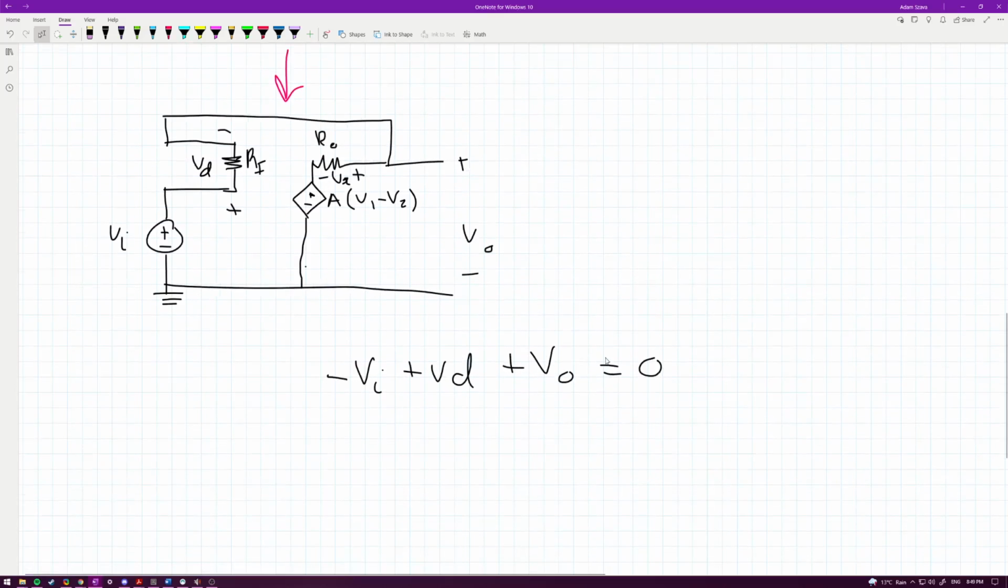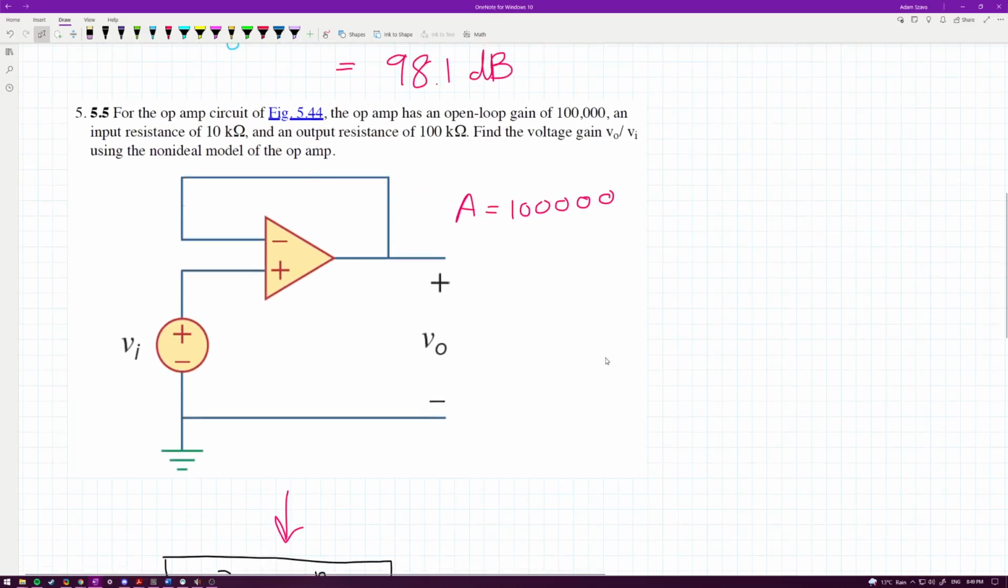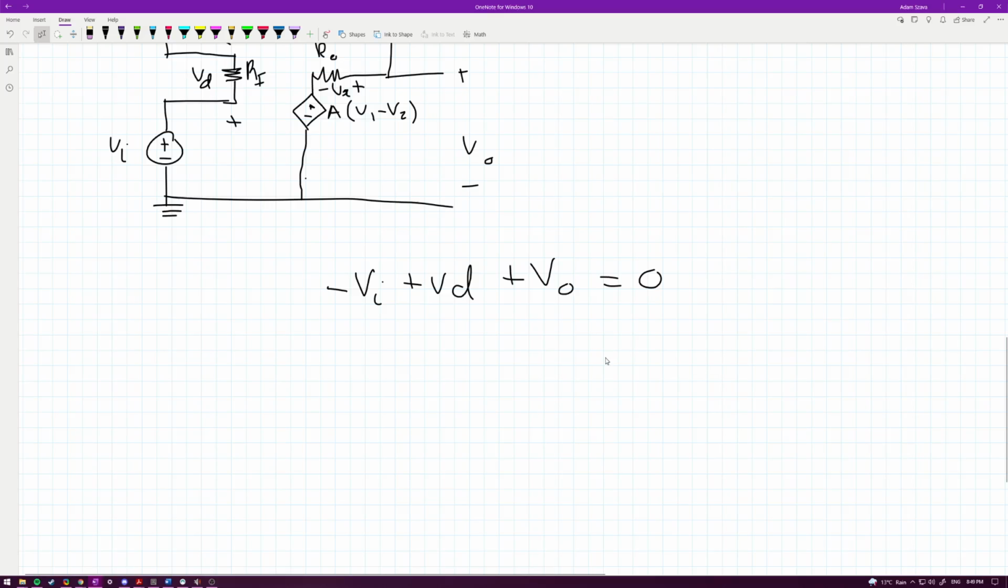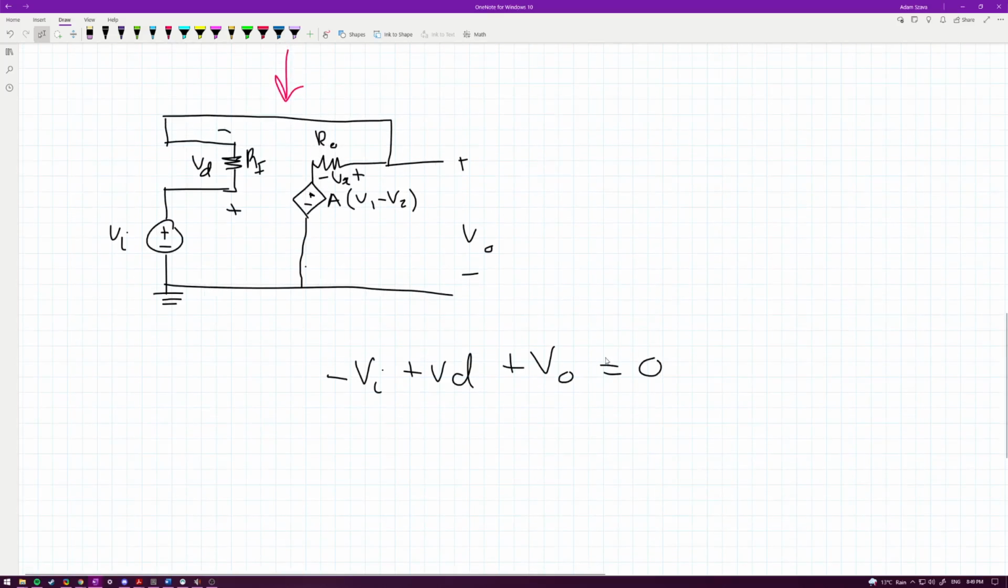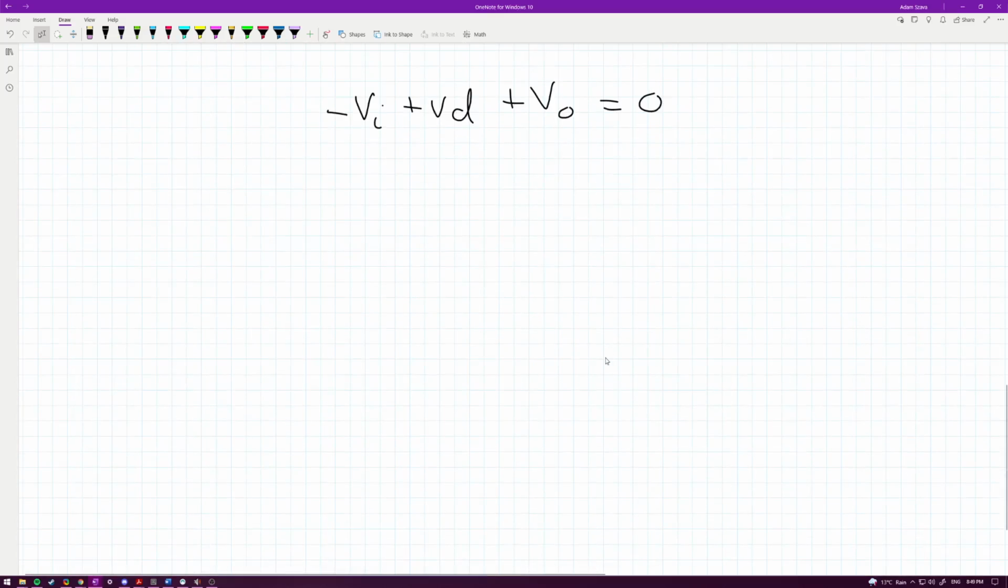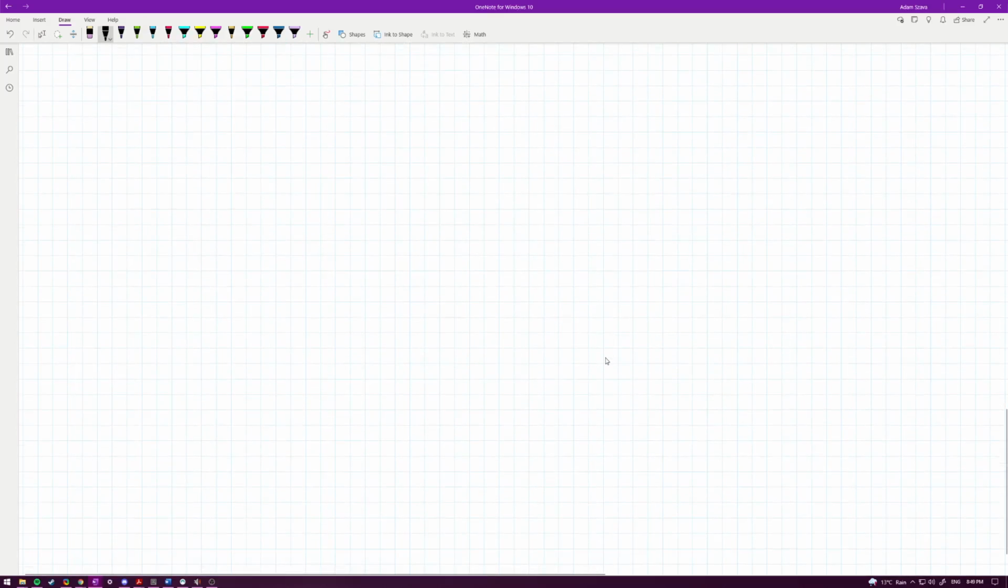VI over VO. V over V. I mean, VD is V1 minus V2. How does he do it? I'm just looking at an example here. Let's take a look at an example he does and then see if we can apply it.